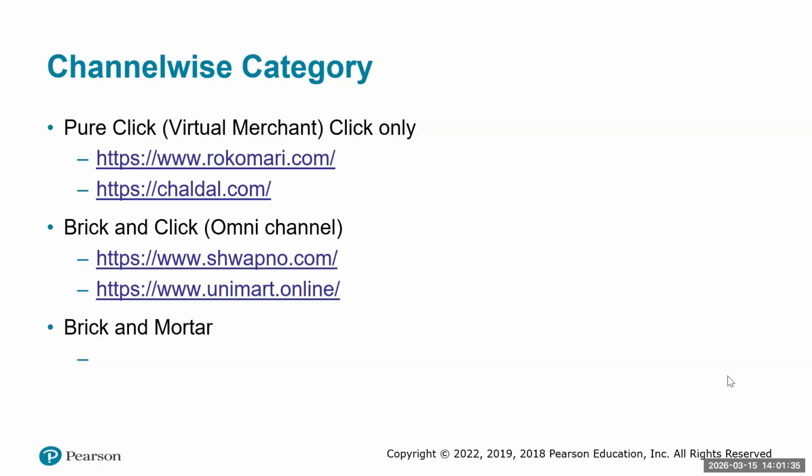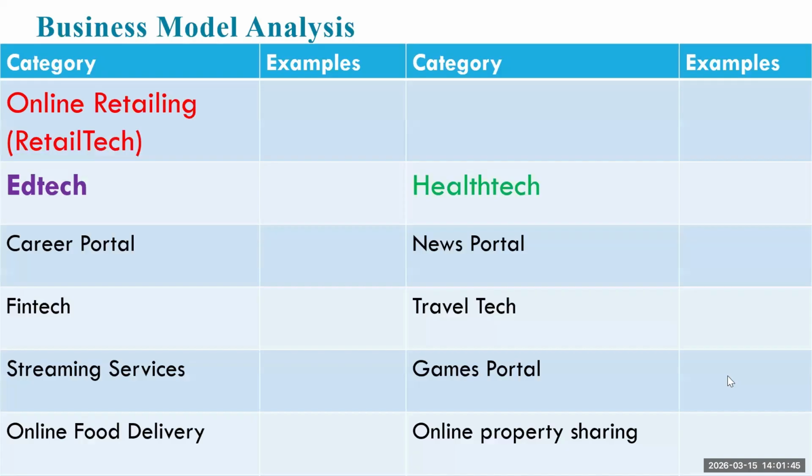Some people don't even say brick and click. They say we want to create an omni-channel store. Then you know that by that they mean that they want to use all options to reach the customer, physical store and also the online store.